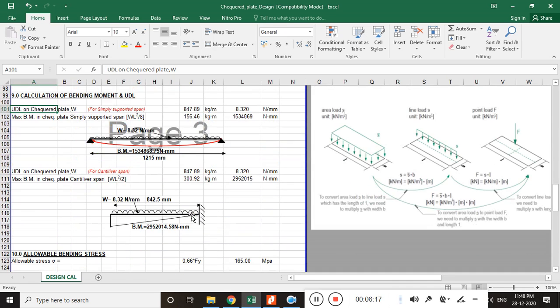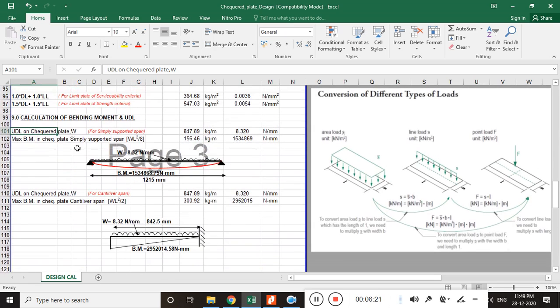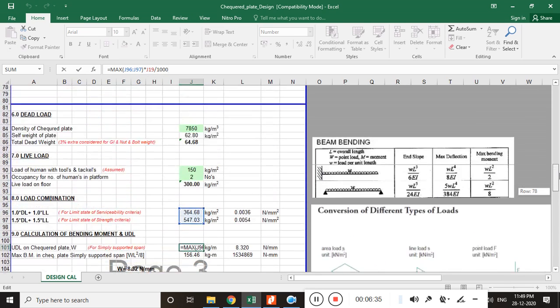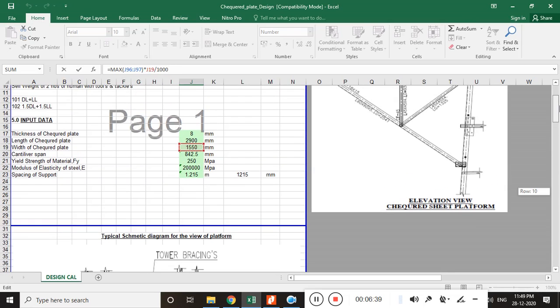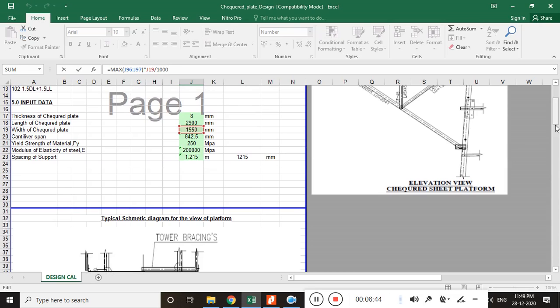So this is a simply supported span for which we have calculated the UDL. How have we calculated the UDL? The UDL we have calculated for the maximum load. The maximum load is 547.03 multiplied by the width, 1550. And why have I multiplied by the width? Because I have to calculate the UDL.